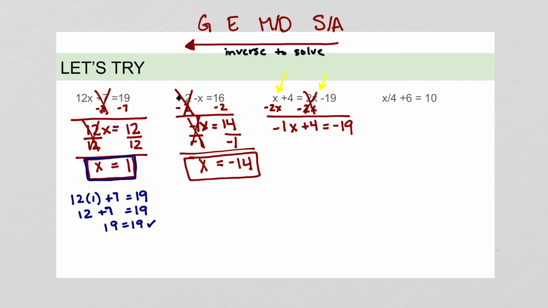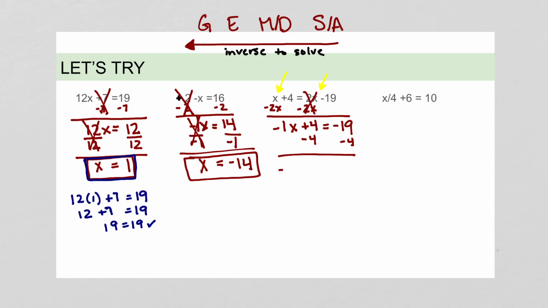I don't have them alone or a single copy yet. So I'm going to look back at my GEMS and I'm going to do my inverse order. What can I subtract and add first? Well, right now I see a plus 4. So I'm going to subtract 4. What I do to one side of the equal sign, I have to do to the other to maintain balance.